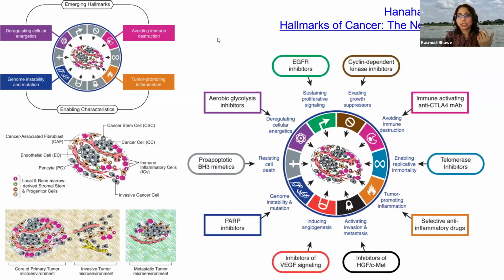And so the next generation, what they did was they had the initial 6 hallmarks, but then they added 2 emerging hallmarks that you see here. Is everyone able to see my cursor? Yes, just like raise your hand. Okay, okay. So they added 2 emerging hallmarks and then 2 enabling characteristics.